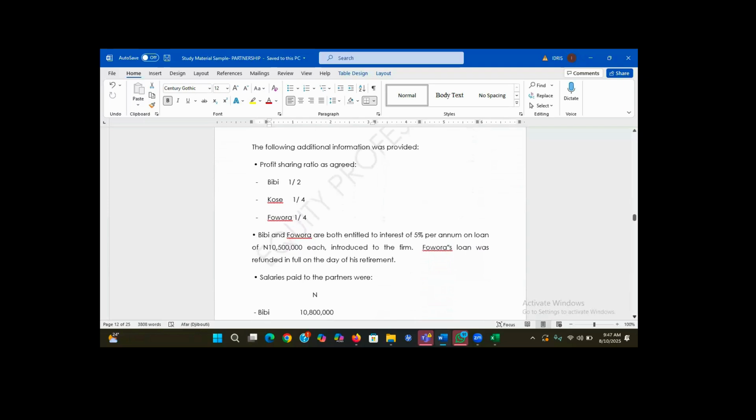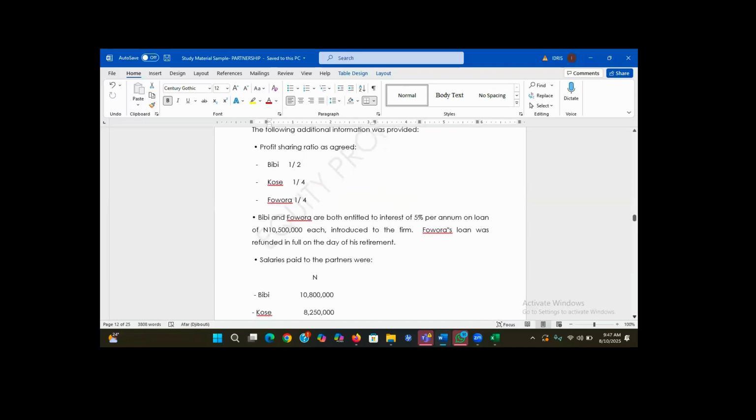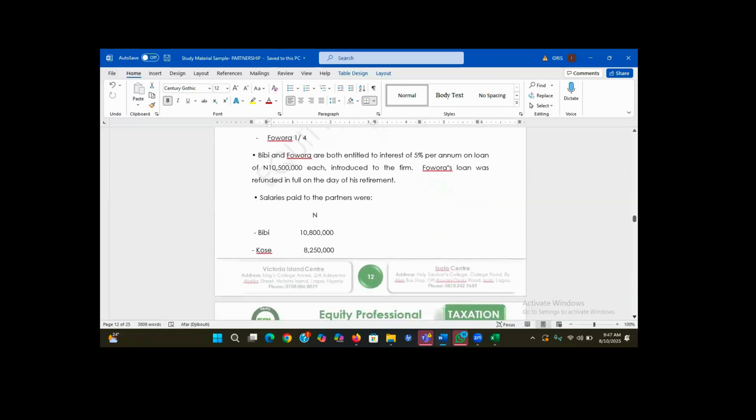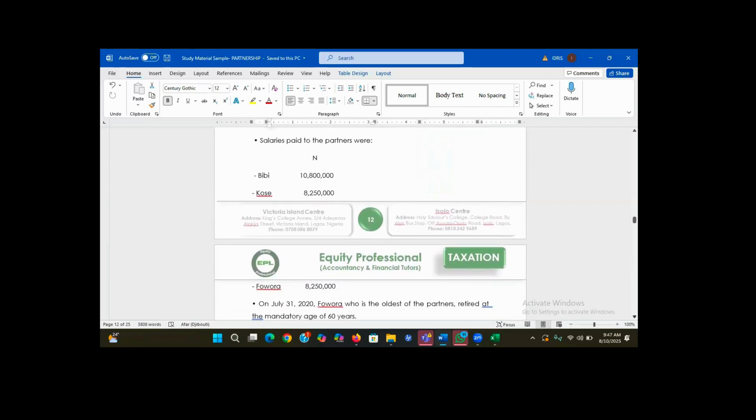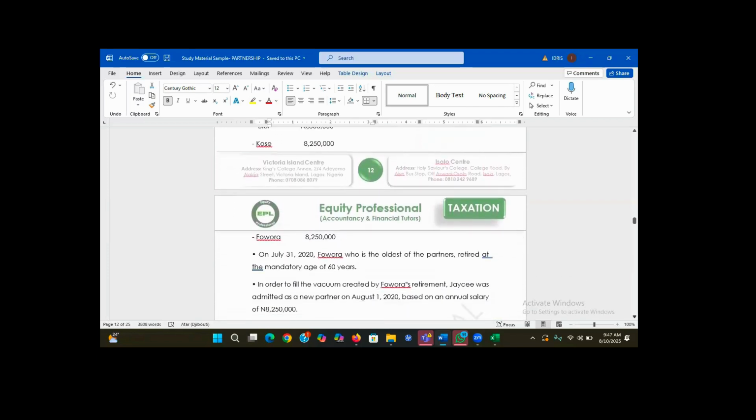The following additional information was provided. Profit sharing ratio as agreed: BB 1/2, Kose 1/4, Fowora 1/4. BB and Fowora are both entitled to interest of 5% per annum on loan of 10,500,000 each introduced to the firm. Fowora's loan was refunded in full on the day of his retirement. Salaries paid to the partners were BB 10,800,000, Kose 8,250,000, Fowora 8,250,000.